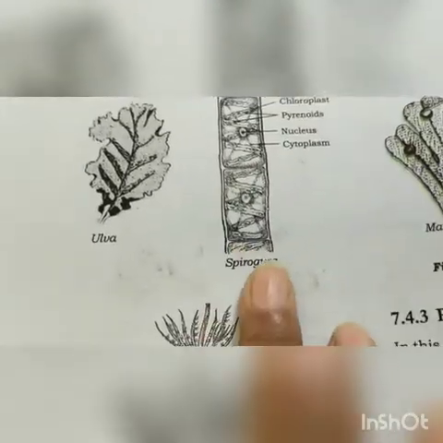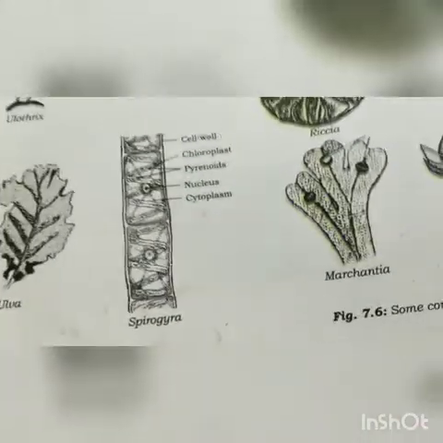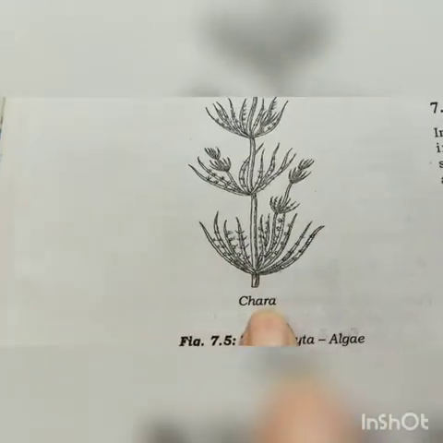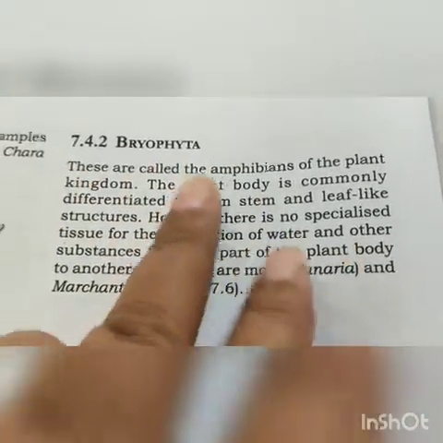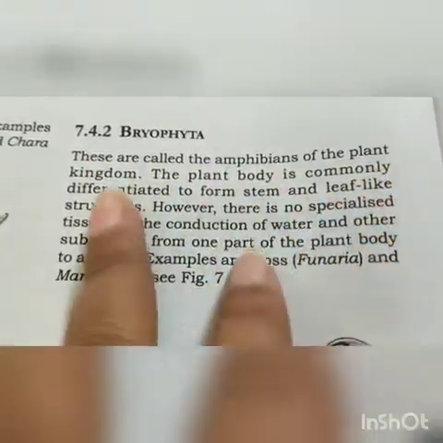And this is a Spirogyra, this is a Ulva. Okay, and this is a Chara. Clear? Next group was the Bryophyta. These are called the amphibians of the plant kingdom.